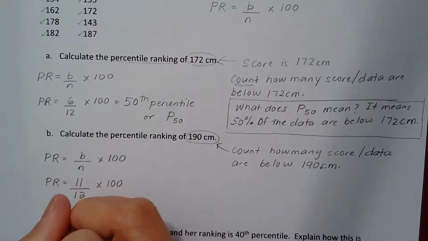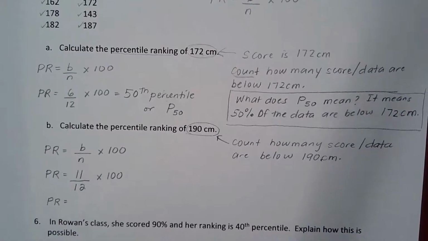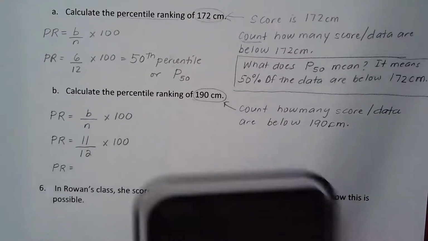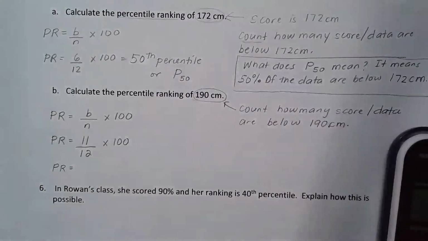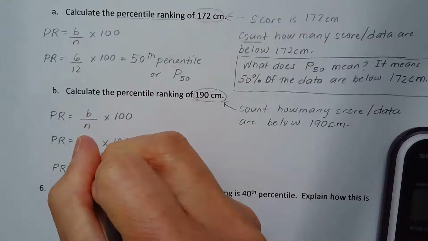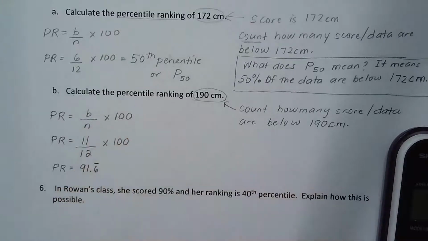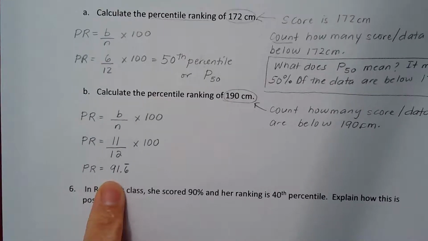I want to make sure that you're not writing the percent, because here it's not a percent. Percentile ranking is not a percent. I know because it says percentile, right? Sounds like it's a percent. So it's 11 divided by 12 times 100. Let's calculate that. So it's 91.6 repeating.